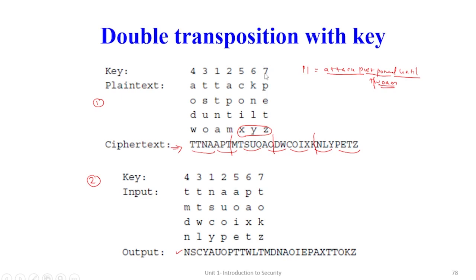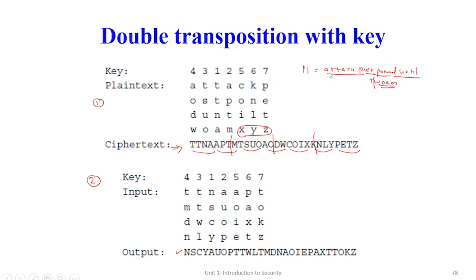So you can arrange the values. So I just read it in row order. The plain text is attack postponed until 2 a.m. So this is my plain text, and it is written in row order. So I just only check the key value. So the maximum key length is 7.